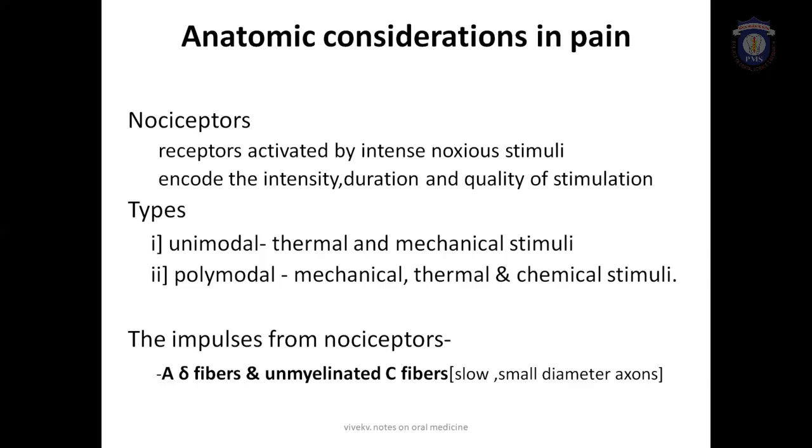The types of nociceptors are essentially two types. That is unimodal, and unimodal means they transmit either thermal stimuli or mechanical stimuli. Polymodal receptors can transmit all types of stimuli, that is mechanical, thermal, and chemical stimuli. Essentially, the impulses which are generated in the nociceptors are transmitted along A delta fibers and unmyelinated C fibers. Unmyelinated C fibers are slow, small diameter axons.